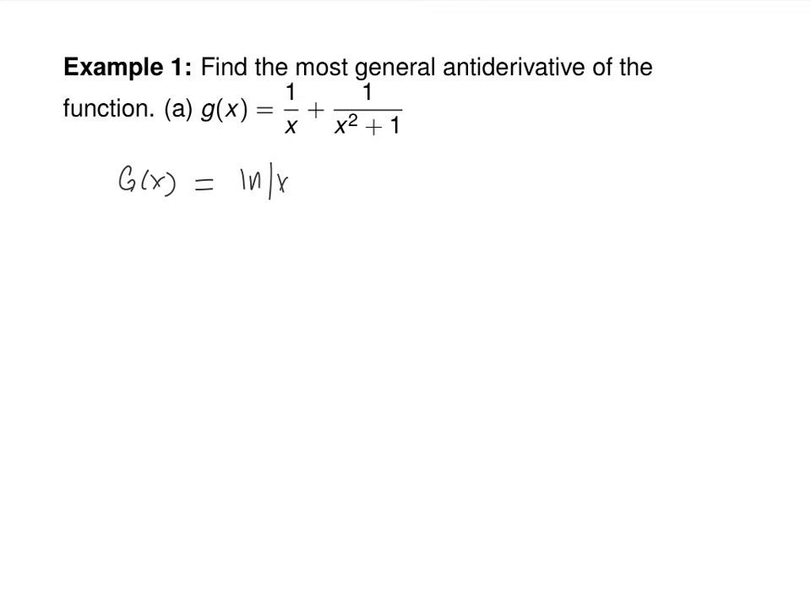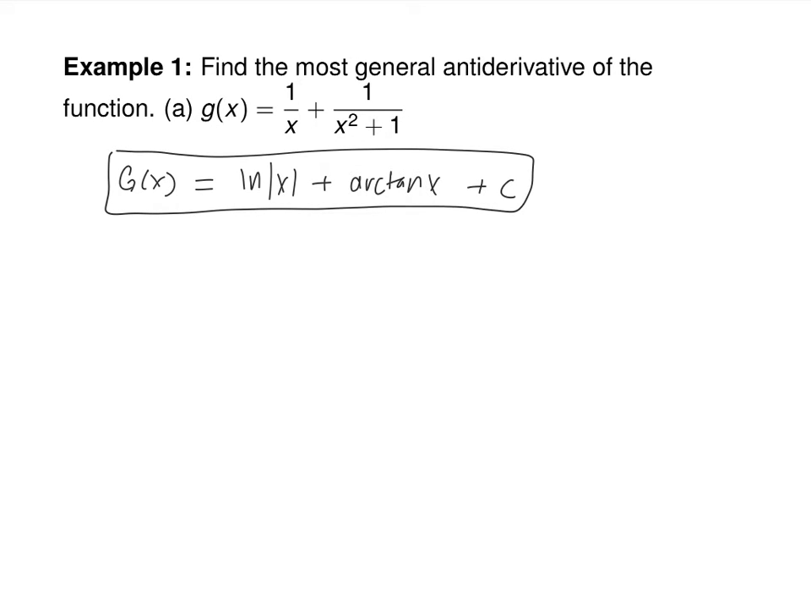Natural log absolute value x. How about 1 over x squared plus 1? Arctangent, great. And then the most general portion of that means you do have to have plus c, because you don't know if your c is 1, 2, 7, pi, e, whatever, 0. You just don't know.